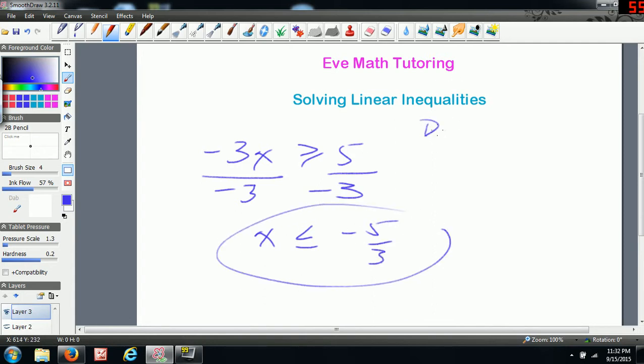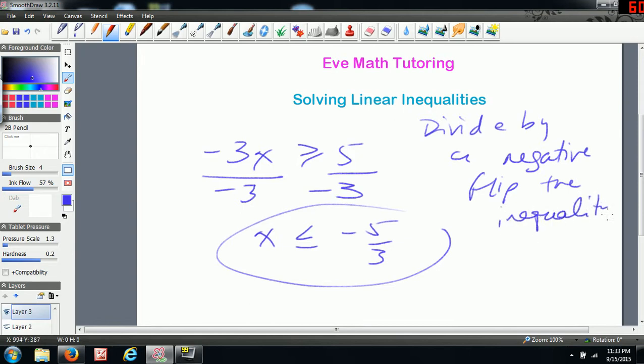So when you divide by a negative, you have to flip the inequality in the other direction. So that's the only difference with inequalities. That's different than equations, because in equations, when you divide by negatives, obviously the equation doesn't flip, it just stays the equal sign. But with inequalities, this does not apply when you're dividing by positives.